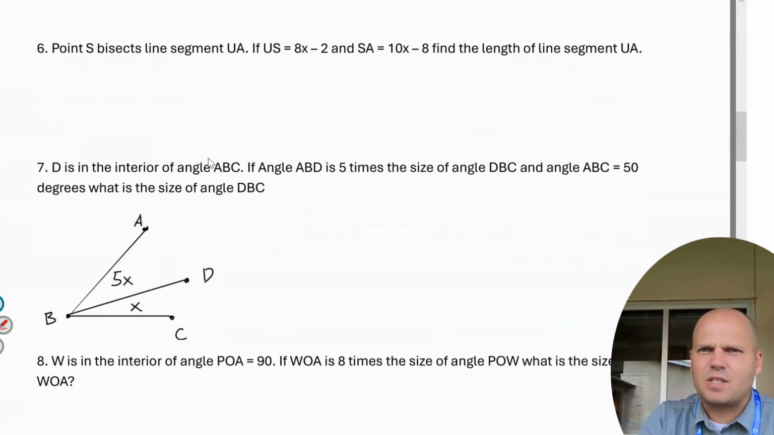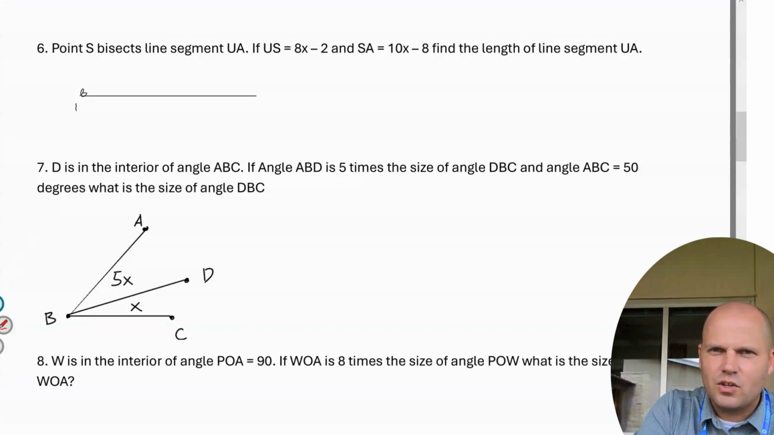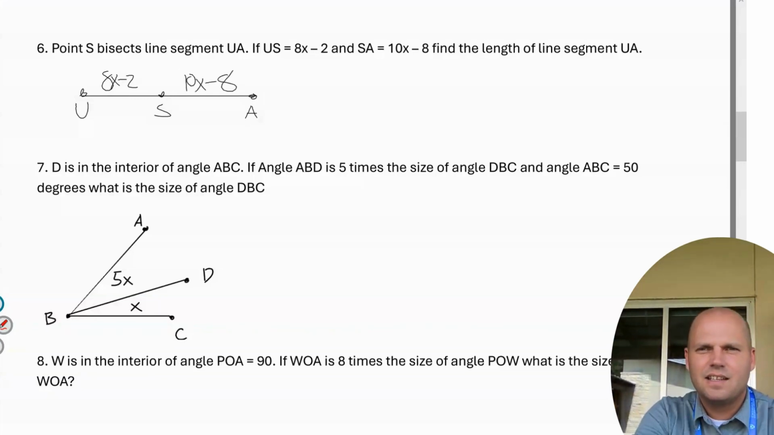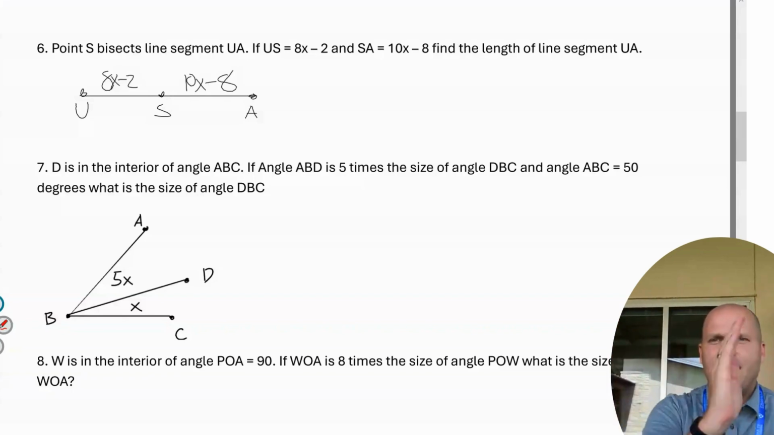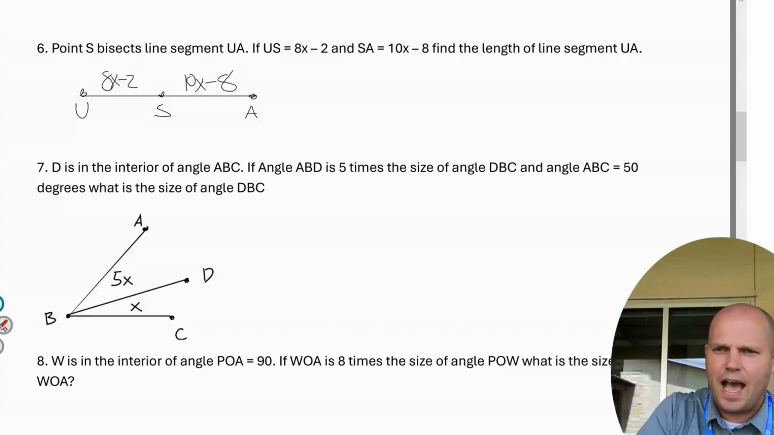Next, S is bisecting UA. Man, who made this question? U, S, A are collinear. US is 8x minus 2. SA is 10x minus 8. You're not given UA. You're given US and SA. What do you do? Oh, you're not sure. Should you add them together?